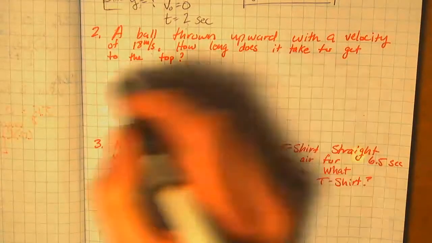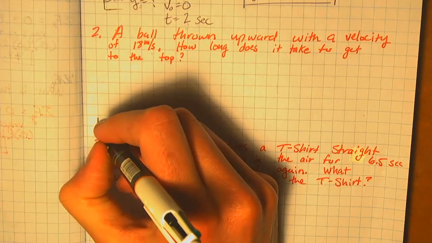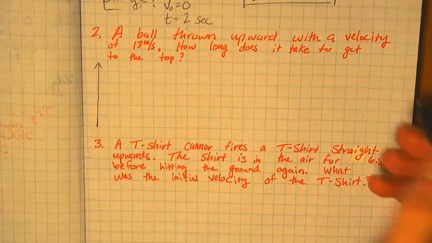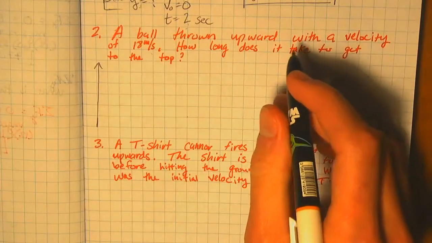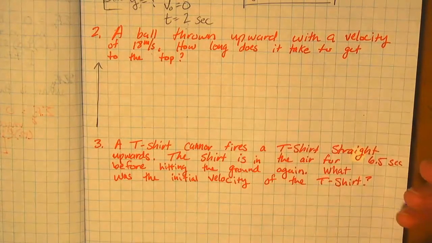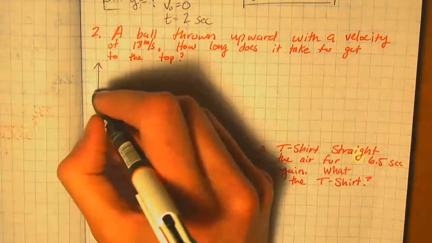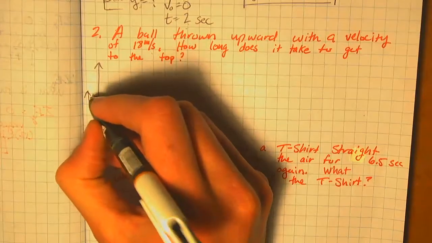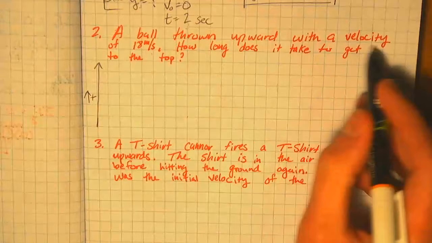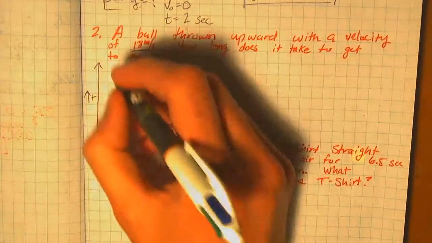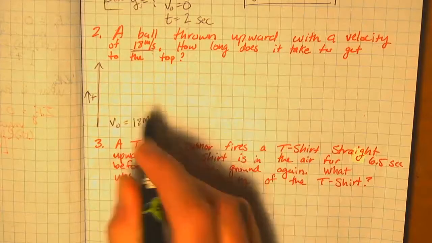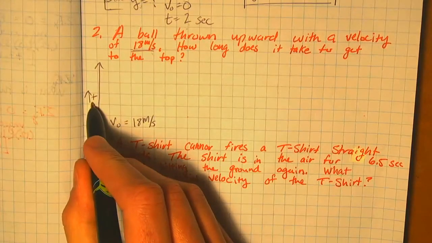Okay, so now the ball is thrown upward. So we do have upward motion. So the very first thing to think about is, how do I want to set up my coordinate system? Because I have upward motion, I do want to call up positive. So that's going to be the positive direction. It is thrown with a velocity of 18 meters per second. That's going to be my v naught. It's going to be positive because it's upward.